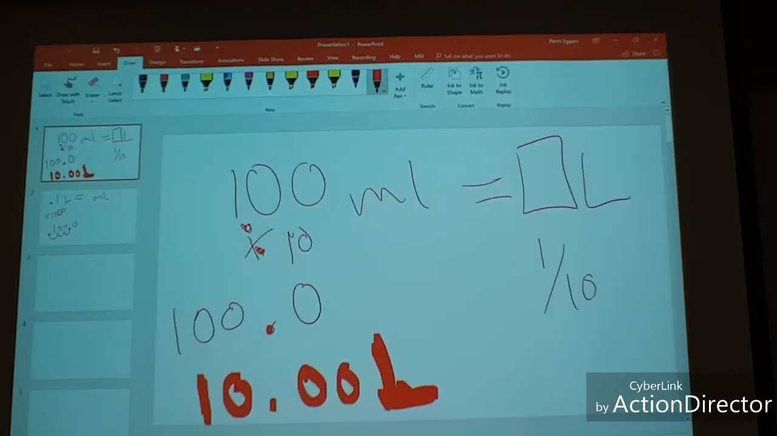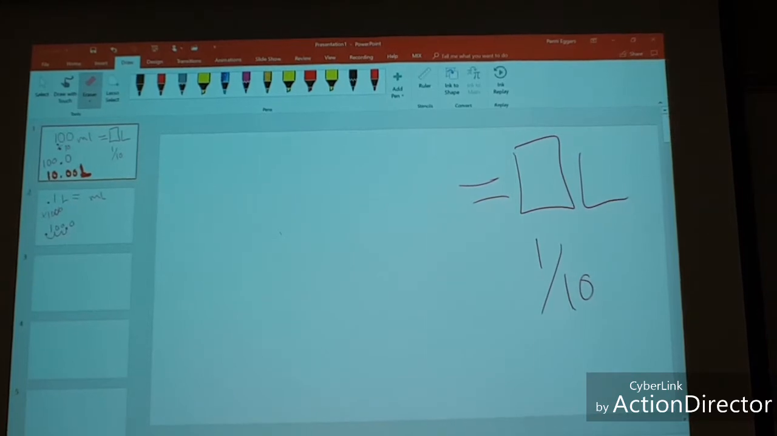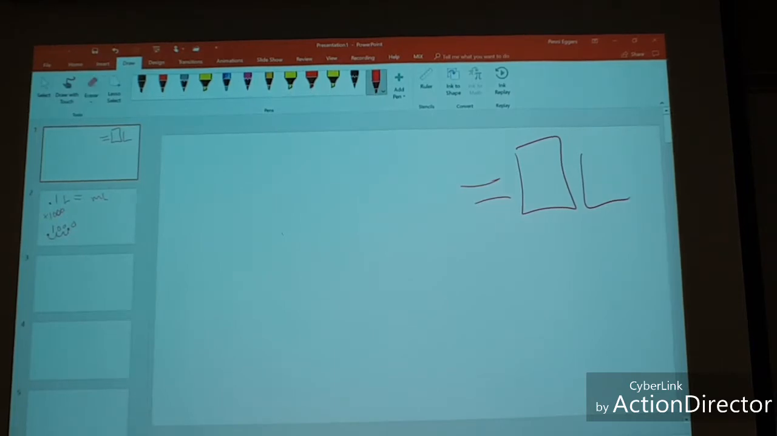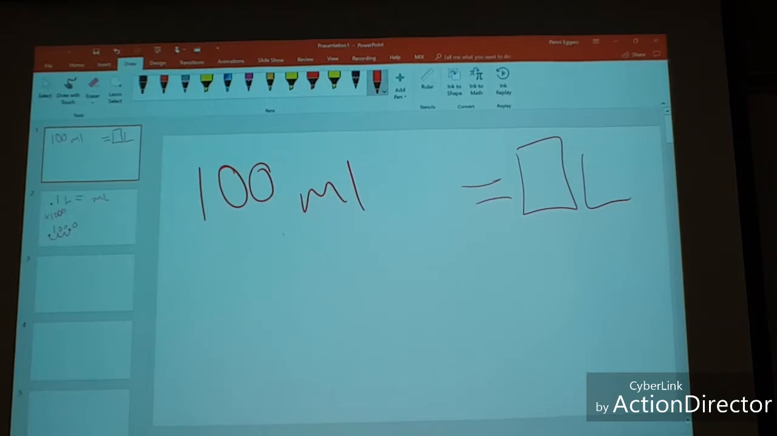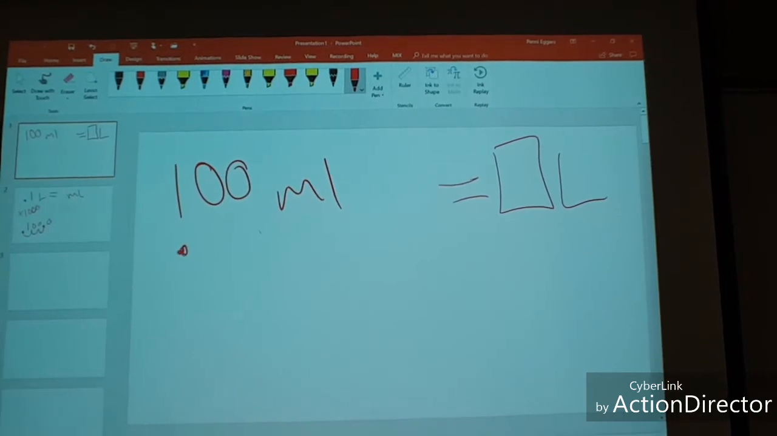All right, let me erase this one again. Yeah, everyone's lost, I know. Let me bring everybody back. All right, so I have 100 milliliters, and I want to turn it into liters, okay? I got a small number, and I want to make it large. So what do I do? I divide by 1,000. It's always 1,000.